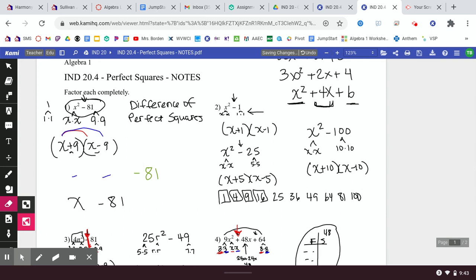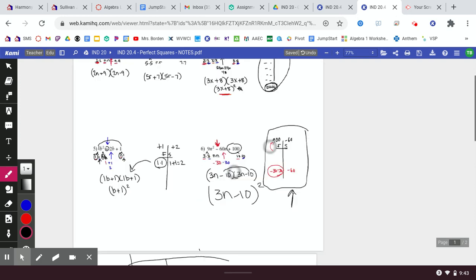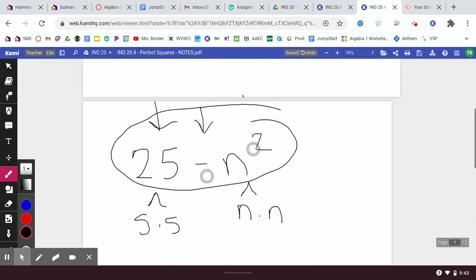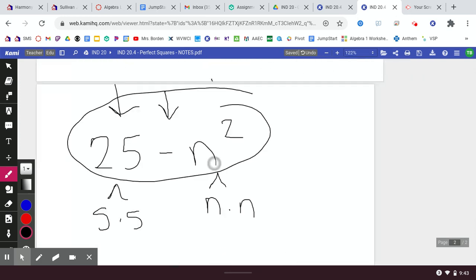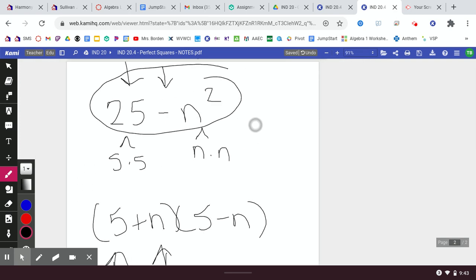X squared minus 81, the x's were first. So in your answer, you would put the x's first. The 81 was last, so you would put the number last. So just put them in the order. Khan Academy likes to throw them at you backwards, and they like to see if you're really paying attention. Sometimes they'll put the number first, and that just means you put the number first in your answer. All right, that's all I got for you.